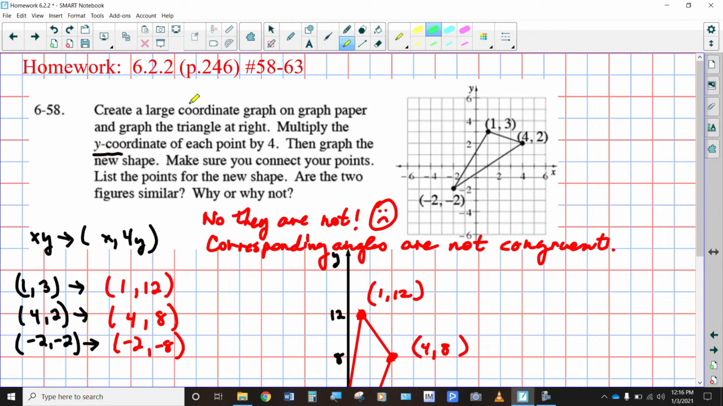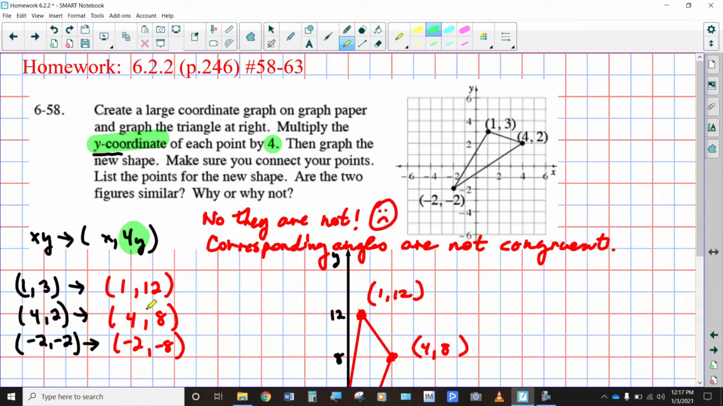All right, for problem number 58, it says create a large coordinate graph on graph paper and graph the triangle at the right. So here's (0, 1), (3, 4), (2, -2), and (-2, -2). Multiply the y-coordinate, only the y-coordinate, by 4. And so what is going to happen here? Are we going to get a proper dilation with similar figures?